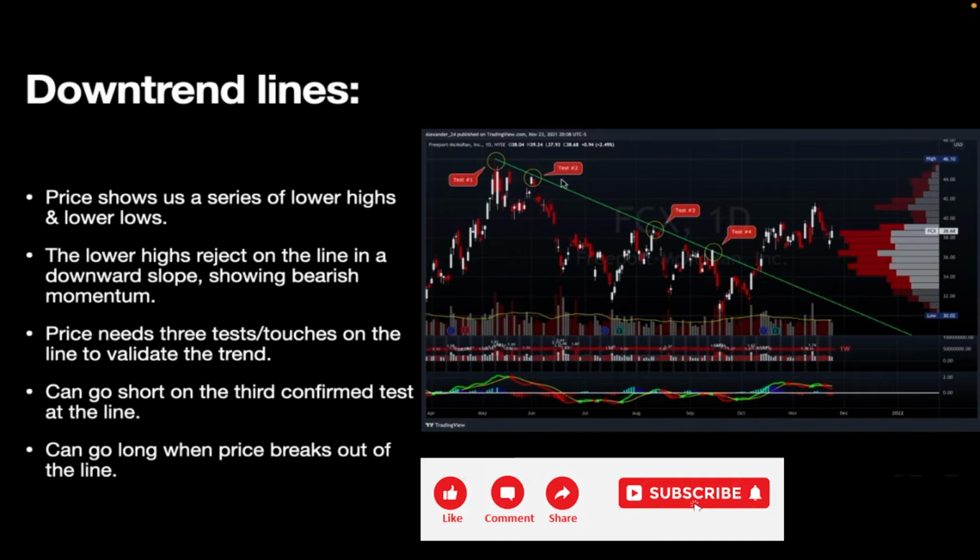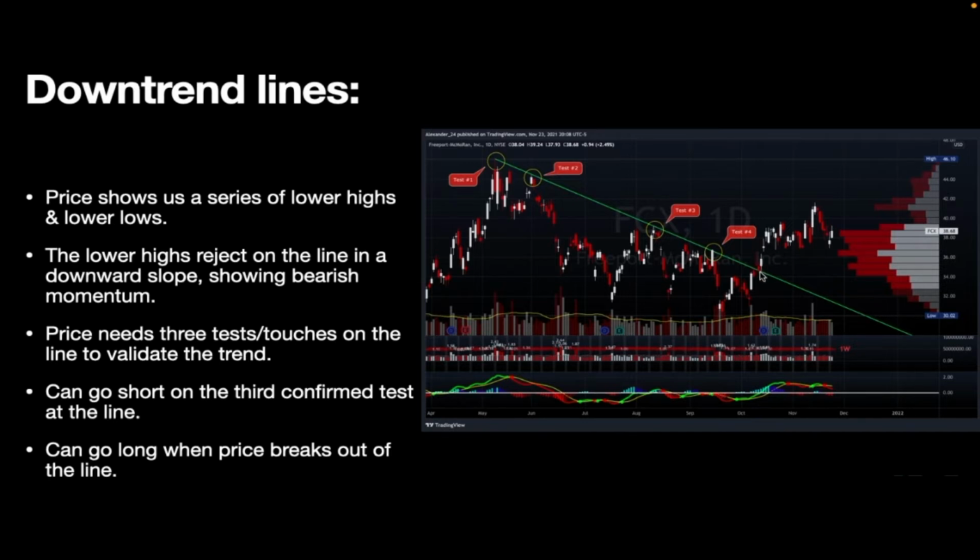So we have test 1, test 2, test 3, test 4. Price comes back up for a 5th test, but you can see we got a buyer's candle coming in right here. You can tell that buyers are starting to push up a little bit here. And once price breaks out of the downtrend, we could go long right here. And same thing how we covered with the uptrend line, you can wait for it to come back to the line and do a back test, and you can enter off of there.